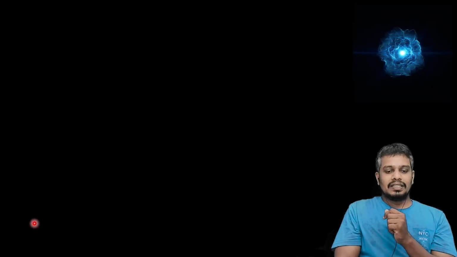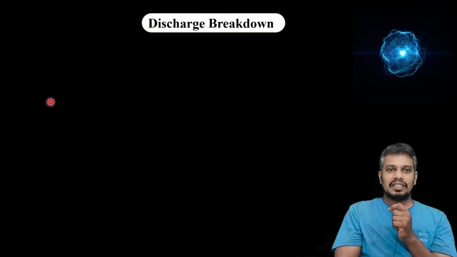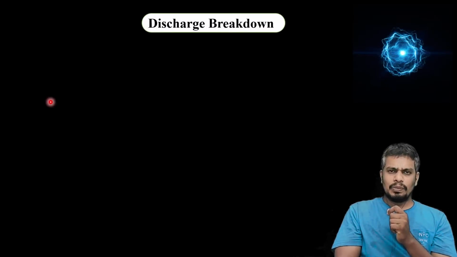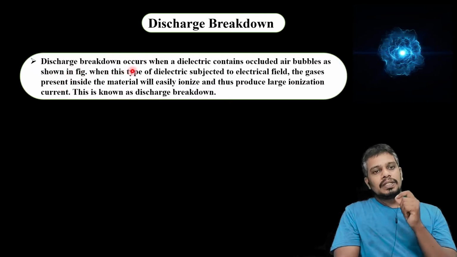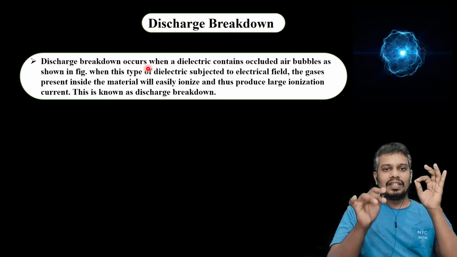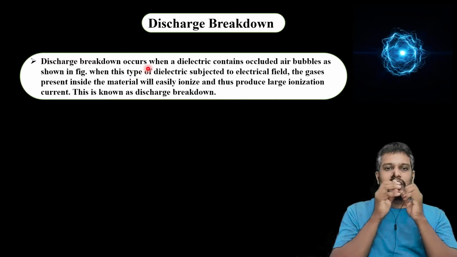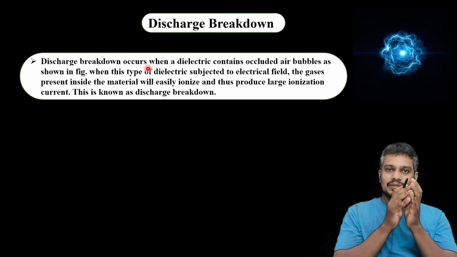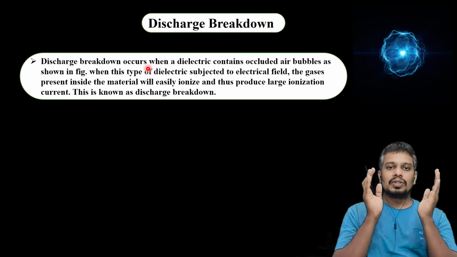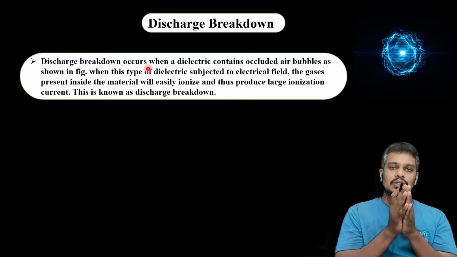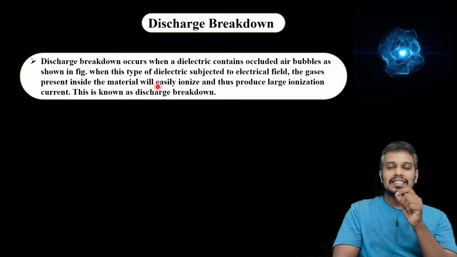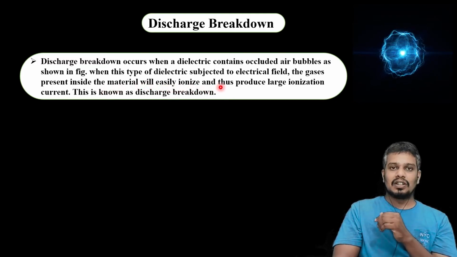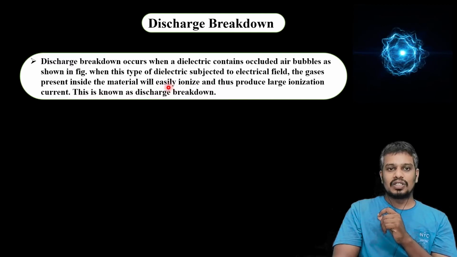Now, the next breakdown is the discharge breakdown. What do you mean by discharge breakdown? In short, discharge breakdown occurs when the dielectric contains accumulated air bubbles, as shown in the figure. Maybe I am going to draw the figure. When this type of dielectric is subject to the electric field, the gas present inside the material will easily ionize and thus produce a large ionization current. This is known as discharge breakdown.